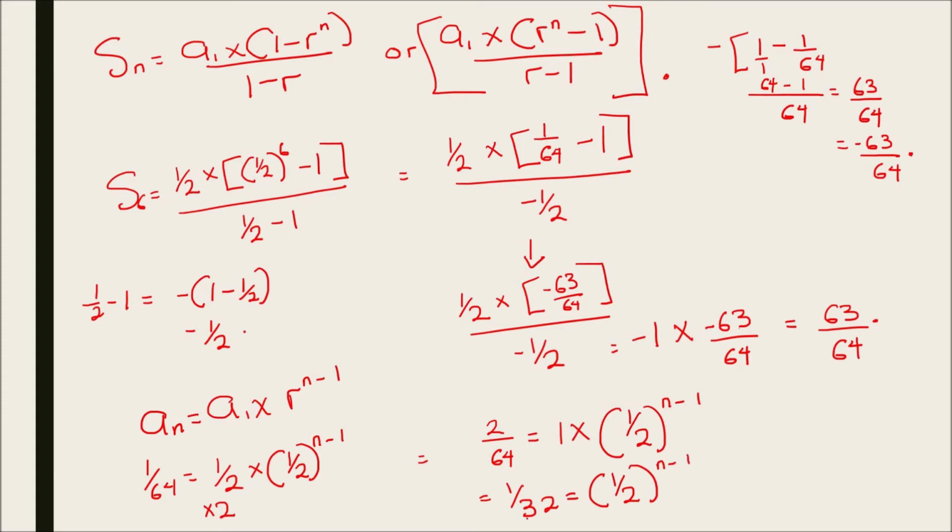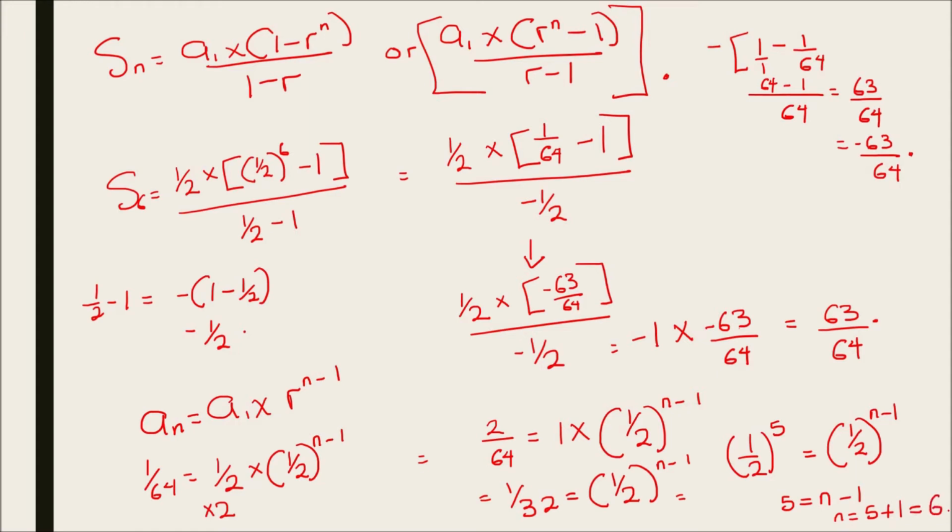So let's put this in terms of half. What is 1 over 32? In terms of half, 1 over 32 is 1 over 2 to the power 5, which is equal to 1 over 2 to the power n minus 1. So from here we can say that 5 equals n minus 1. N equals 5 plus 1, and our n equals 6.